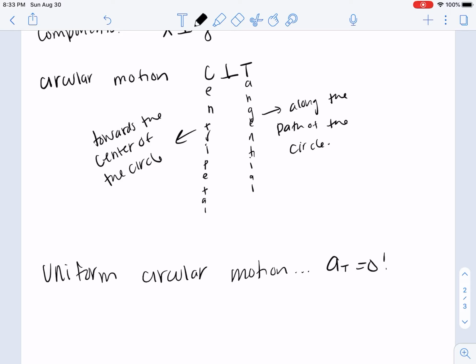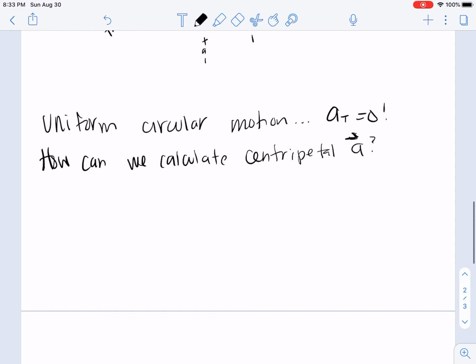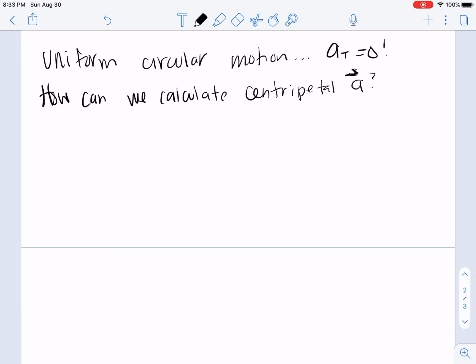So the next thing we need to do is figure out how we can calculate centripetal acceleration. And we're going to be looking once again at uniform circular motion in order to create this. So we need to go back to our circle here.